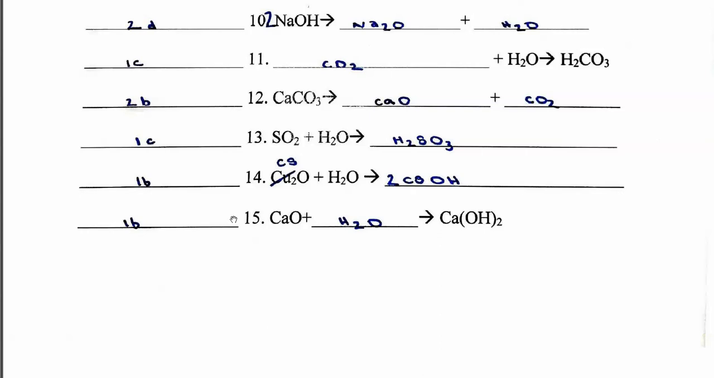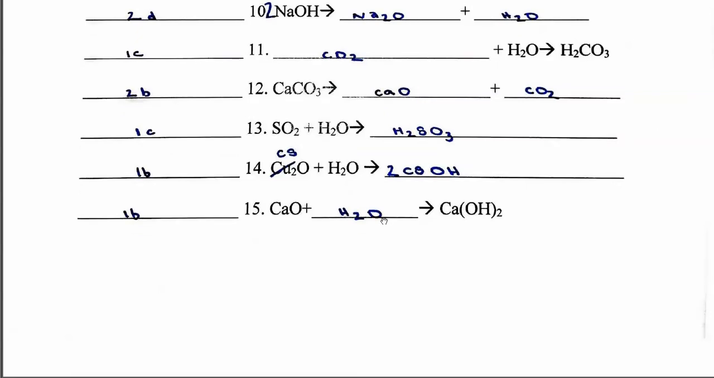The last one's super easy. I don't know why I was this nice. CaO, this is 1B, a metal oxide plus water gives you a base. So you just write water. Okay, and that was it.